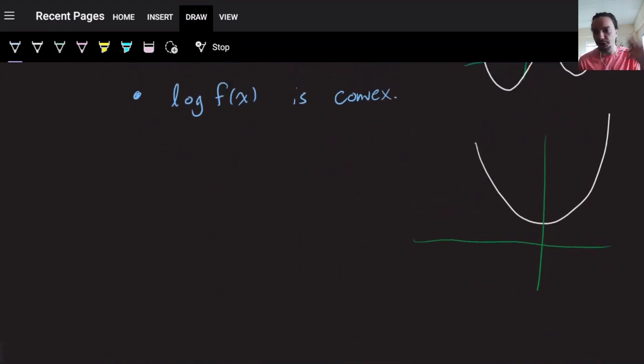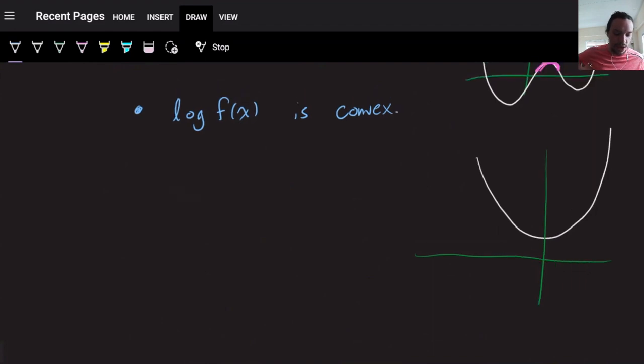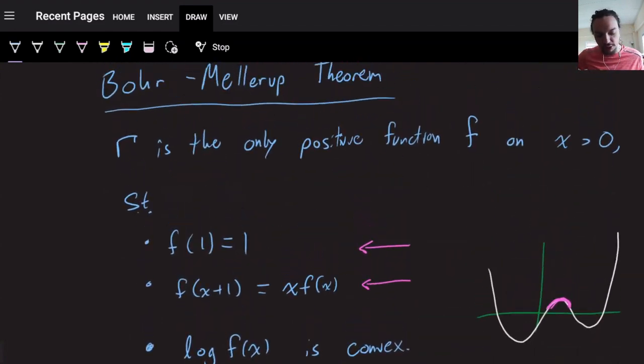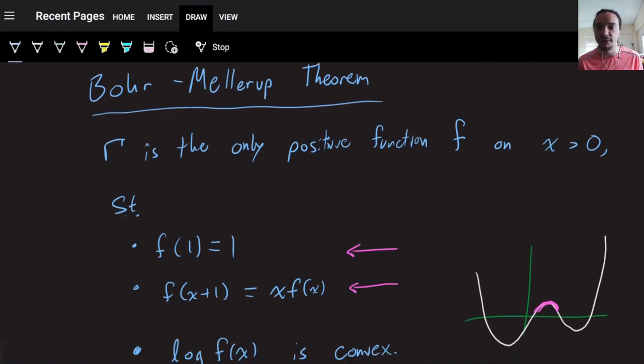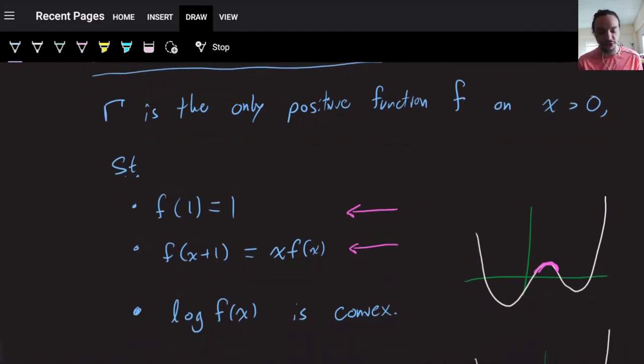So you don't have to think too hard about log convexity for now, but it turns out that even this very simple seeming property, that log of f of x has positive second derivative, is enough to tell us the gamma function uniquely. It's the only function that satisfies this. If you want to see the proof of the Bohr-Mellerup theorem, you can look it up. It's not too complicated of a proof. It's just kind of messy, but you should be able to read it with what you know, assuming that you know some basic analysis and calculus.